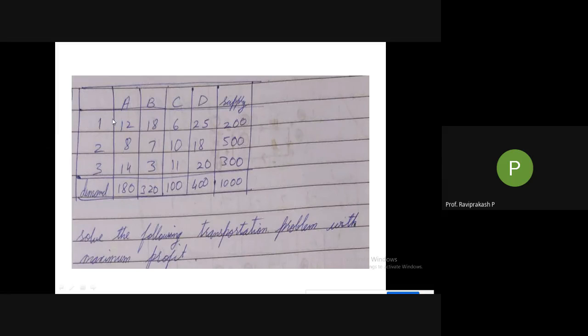In this, the 1, 2, 3 and A, B, C, D are just for namesake. They could give you anything, like market A, B, C, D. It is the market, and this is the distribution unit or the manufacturing unit, or the godowns, as we call them in general terminology. And whatever the 12, 18, 6, 25 are, these are the profits now, because they have said maximization profit. Out of this, which is the highest one? Leave the demand and supply. Whatever you have in A, B, C, D and 1, 2, 3, just a second. 25. Yes, 25 is the highest. You found it properly now.